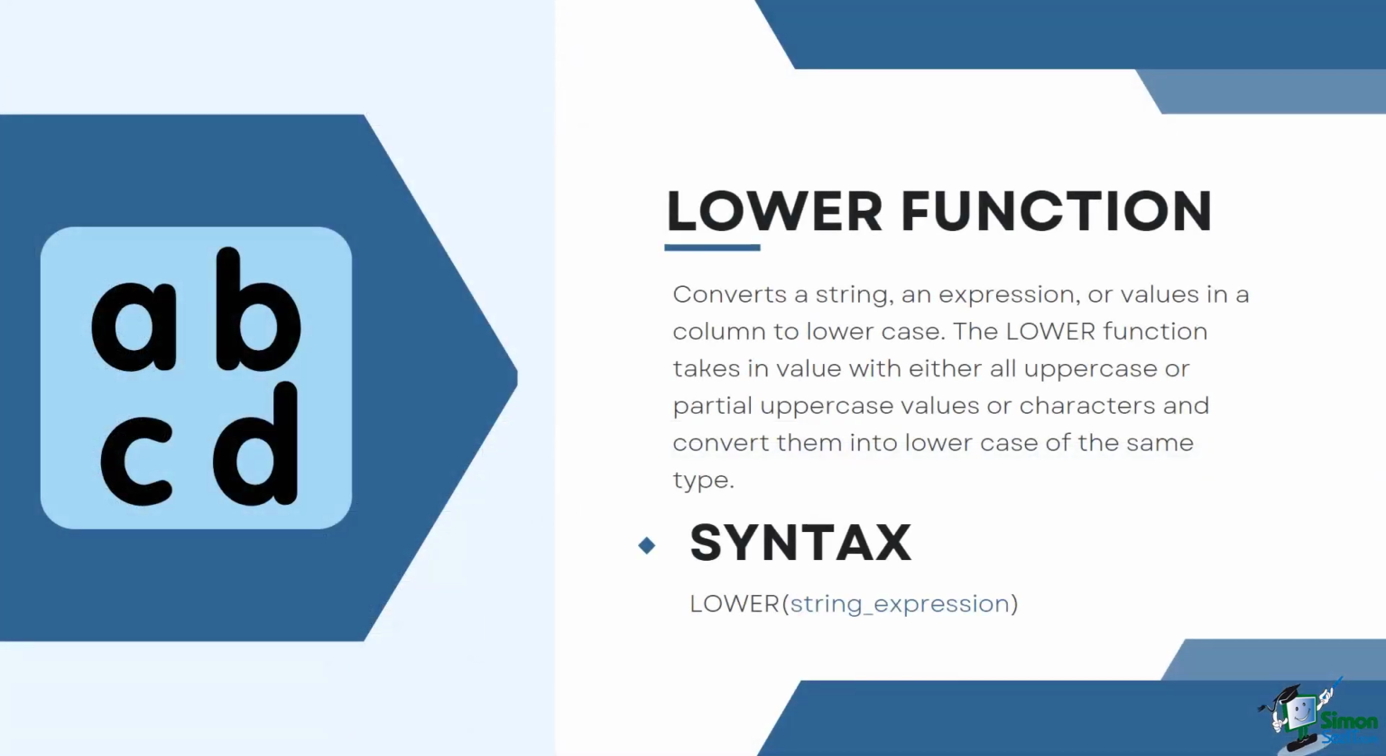The lower function is the exact opposite of the upper function, wherein it converts a string, an expression, or values in a column to lowercase. The lower function takes in values with either all uppercase or partial uppercase characters, and converts them into lowercase of the same type. Same as upper, if the expression has a non-string value, you need to convert it first. Its syntax is lower(string_expression).